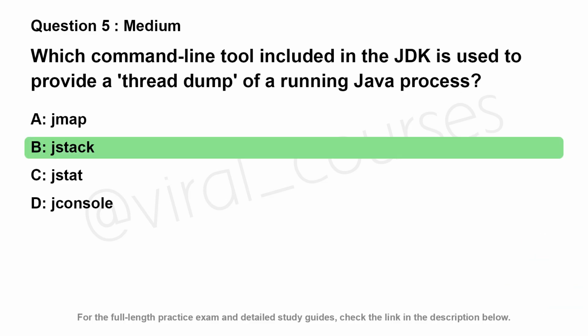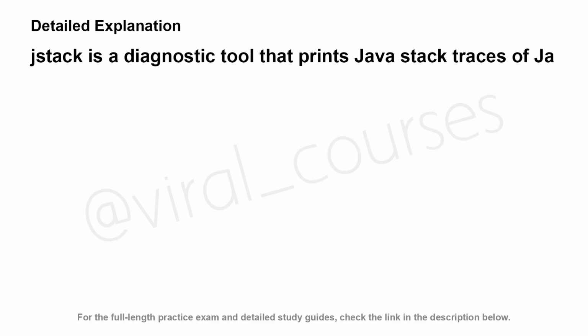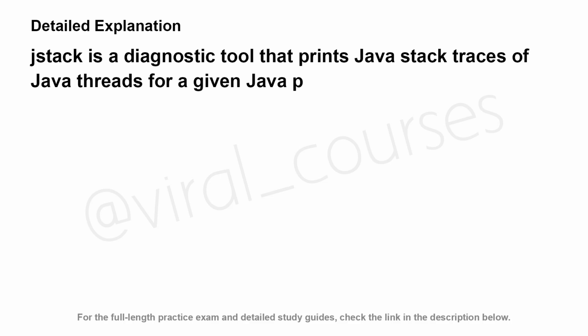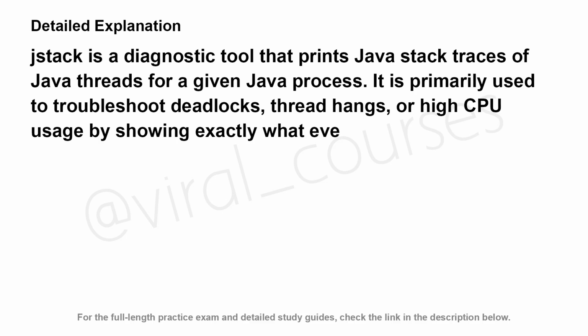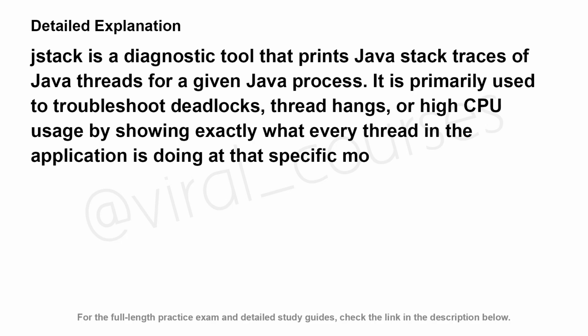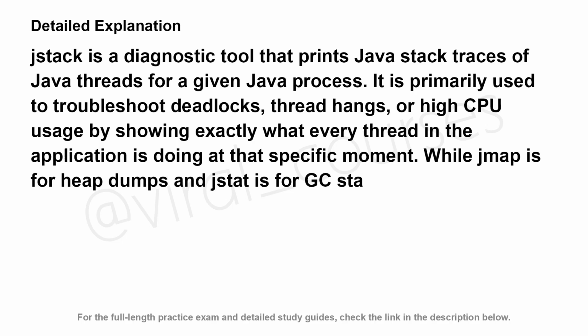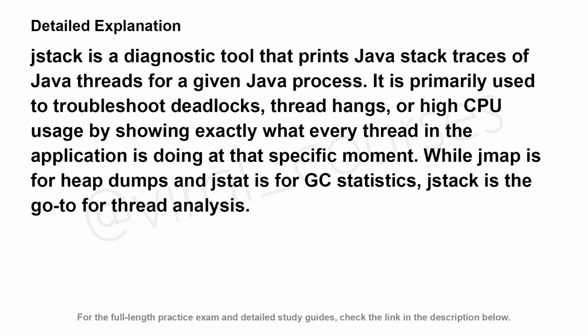The correct answer is B. JStack is a diagnostic tool that prints Java stack traces of Java threads for a given Java process. It is primarily used to troubleshoot deadlocks, thread hangs, or high CPU usage by showing exactly what every thread in the application is doing at that specific moment. While JMap is for heap dumps and JStat is for GC statistics, JStack is the go-to for thread analysis.